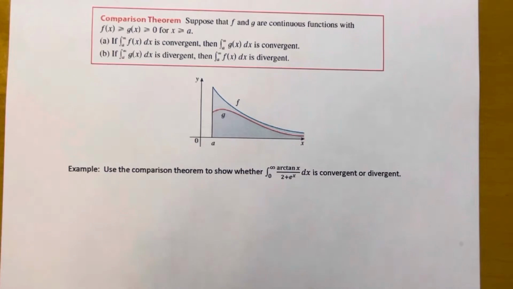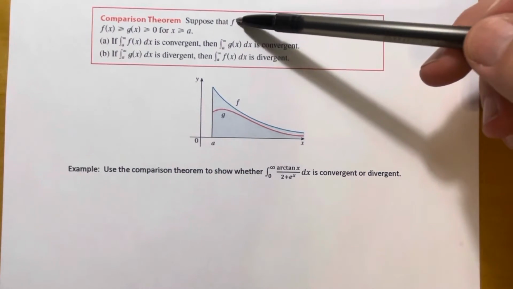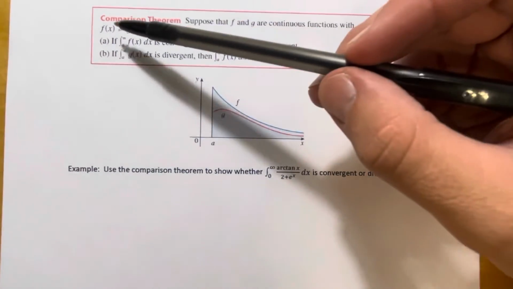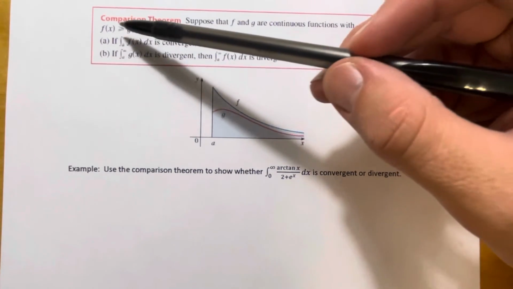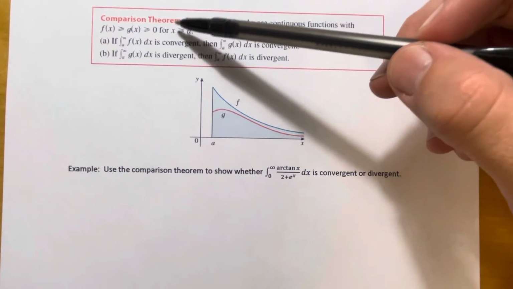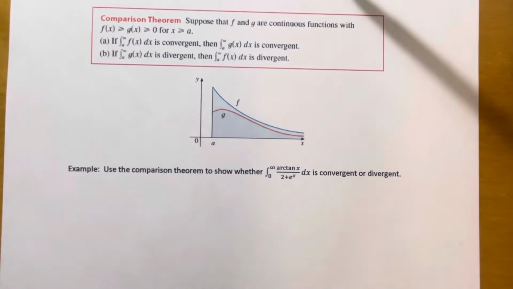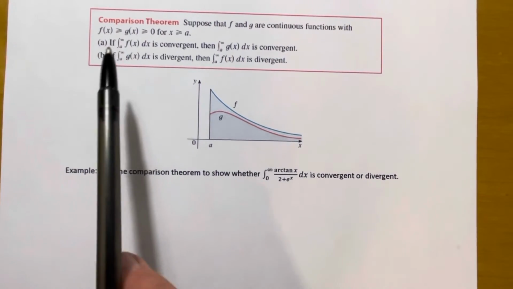The best it can do is tell you if it either converges or diverges. So here's the way this basically works. Suppose you have two continuous functions, f and g, and suppose that f of x is always greater than or equal to g of x, and both of them are always greater than or equal to 0 for all values of x greater than some number a. Okay? We have two cases.